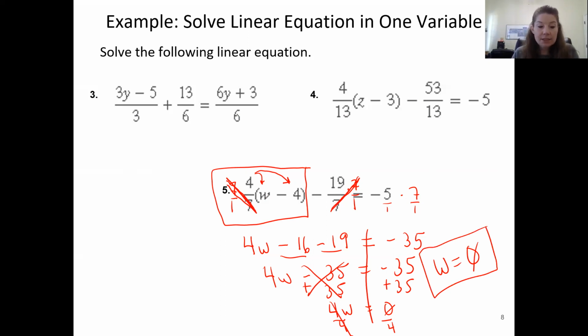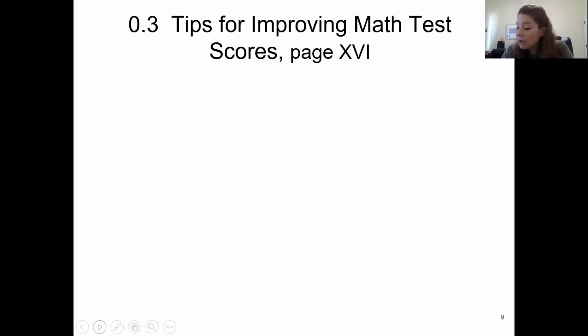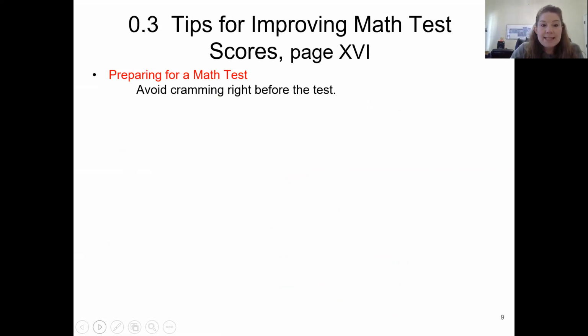Awesome. Right. All right, so now the only other thing for this class is our college algebra book, study skills. So hopefully most of you have your books by now. So Roman numeral 16, tips for improving math tests. All right, so let's talk about some of the main things that you can do to improve for a math test.